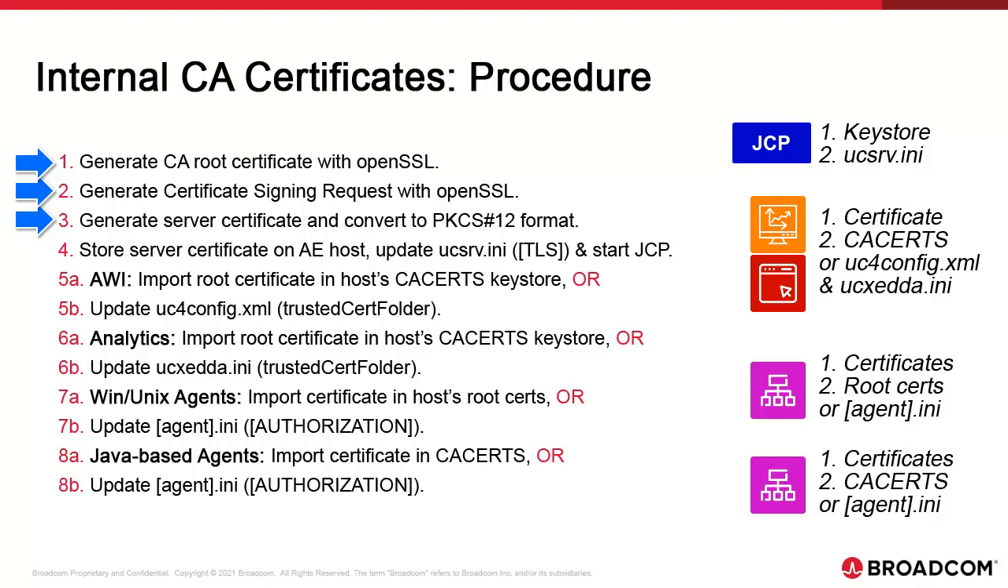The server certificate is deployed to AE using the same ucsrv.ini approach. The root certificate is deployed to the components in the exact same way as the self-signed certificates. Note that publicly signed certificates work the same way, except that we do not deploy the CA. We send signing requests using the authorities process and deploy the certificates as described earlier.